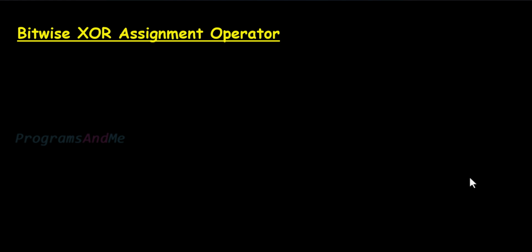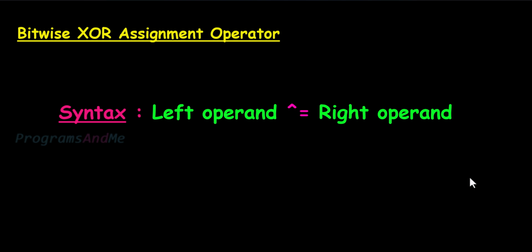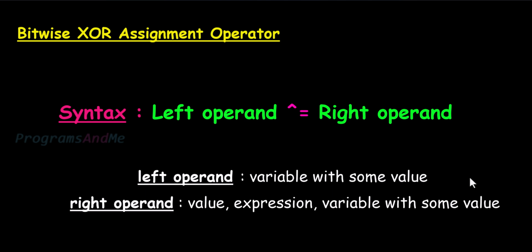Next operator is the bitwise XOR assignment operator. So the symbol is this, the bitwise XOR operator followed by equals to. The syntax is this: left operand, bitwise XOR assignment operator, right operand. The left operand can be a variable which refers to some value. The right operand can be a variable or value or an expression. This operator is used to perform the bitwise XOR operation on the operands, then assign the result to the left operand.